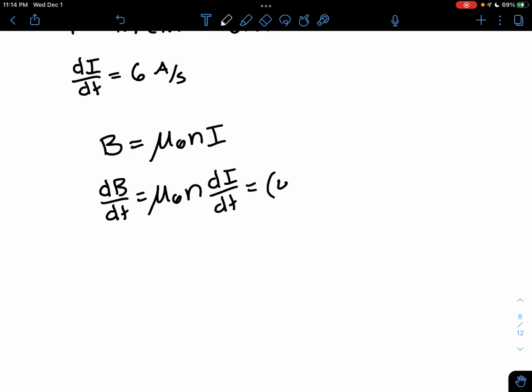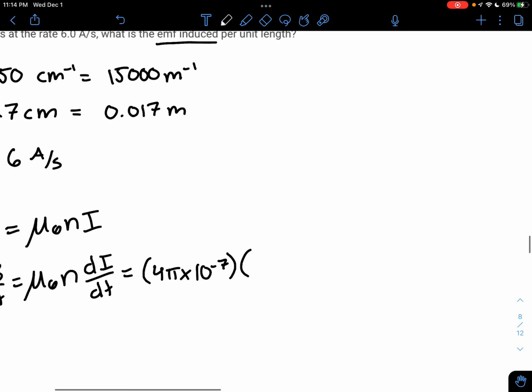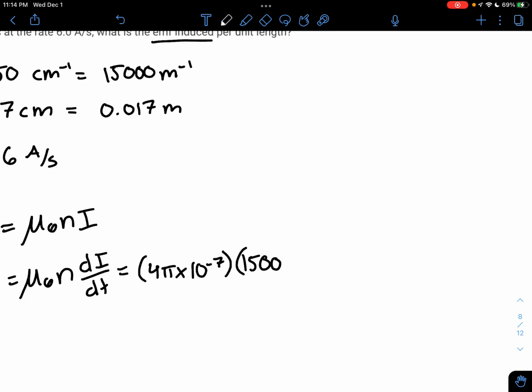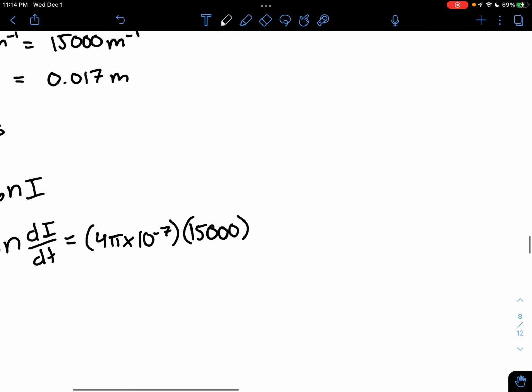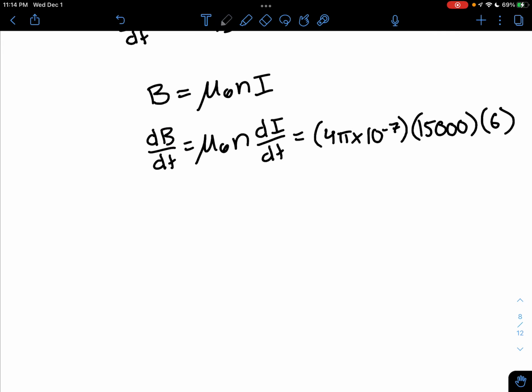Cool. Now we can just plug in here. Our mu naught is 4 pi times 10 to the negative 7. Our n is what we said before, 15,000. And our di dt is 6. Multiply that out, and that gets us our dB dt.